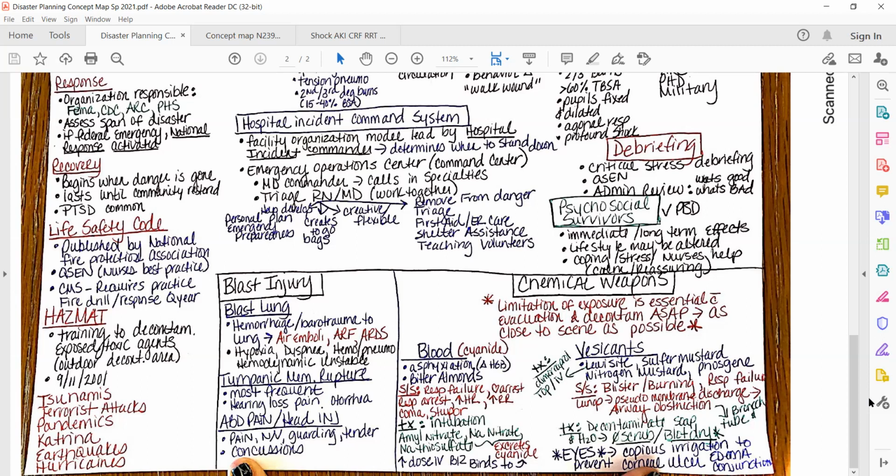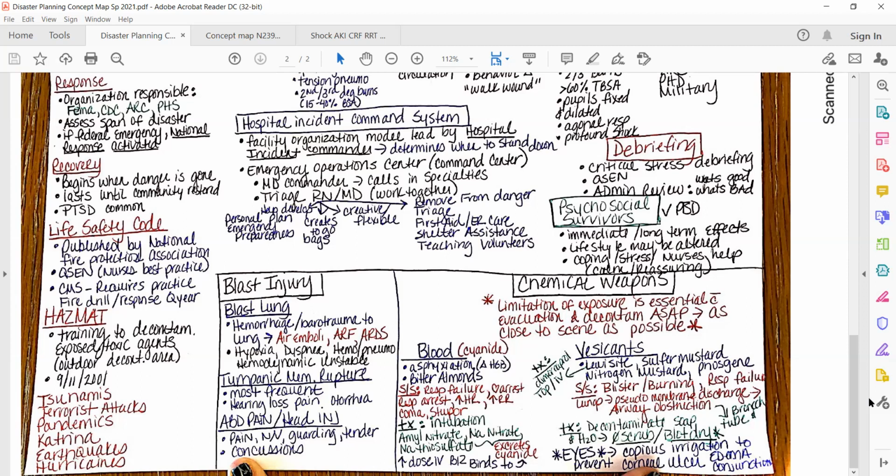And then lastly, if we talk about chemical weapons, limitation of exposure is essential with evacuation and decontamination as soon as possible, okay? And as close to the scene as possible, because if you have a chemical agent, the more you transmit that patient somewhere without decontaminating them, the more you're contaminating the other populations, right? So think about blood or cyanide, okay?